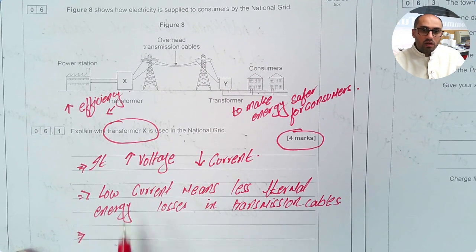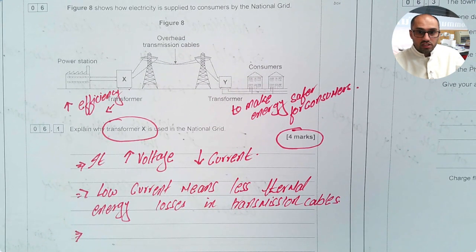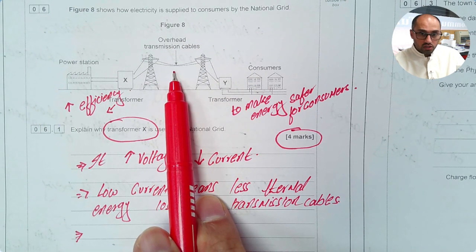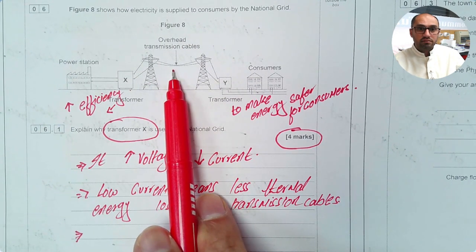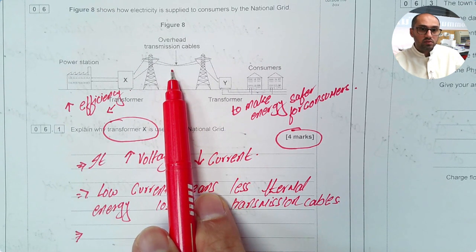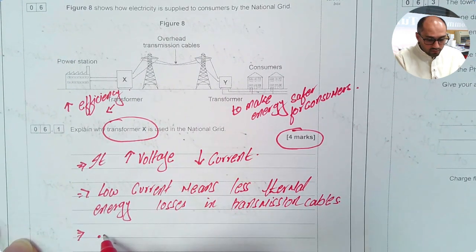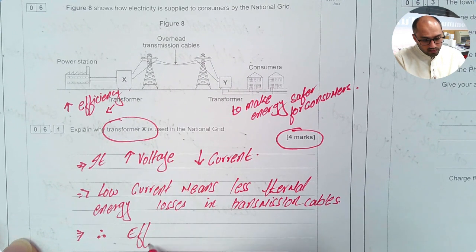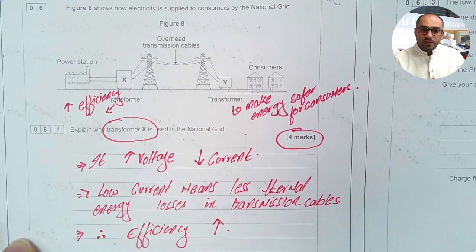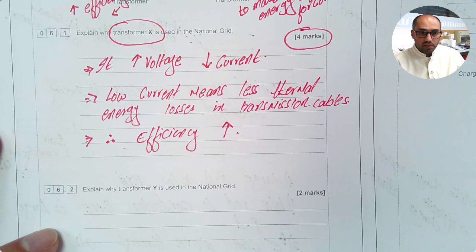When I say low current means less thermal energy losses in the transmission cables, I'm trying to say here, if you use lower current, then there will be less heating effect in the cables. And if there is less heating effect in the cables, that means less energy will be lost into the surrounding as thermal energy. Therefore, efficiency goes up.